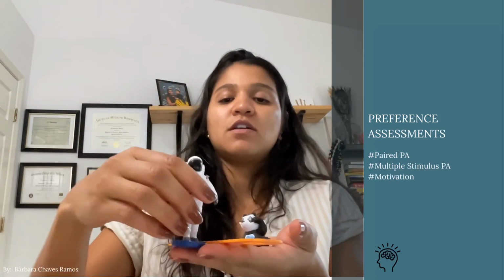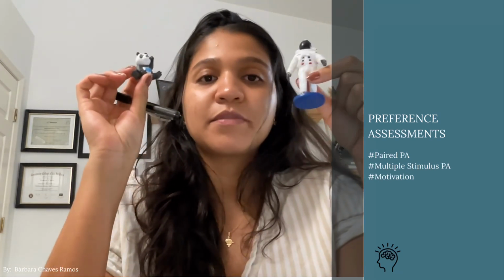So let's pretend we have the 3 again. We say, pick 1. He picks the astronaut. All right, we remove the astronaut. Now we say, pick 1, and he chooses panda. All right, and then we have the ruler. So we say that the first preferred item is astronaut, and the second preferred item is panda. That's how we take the data from this preferred assessment.